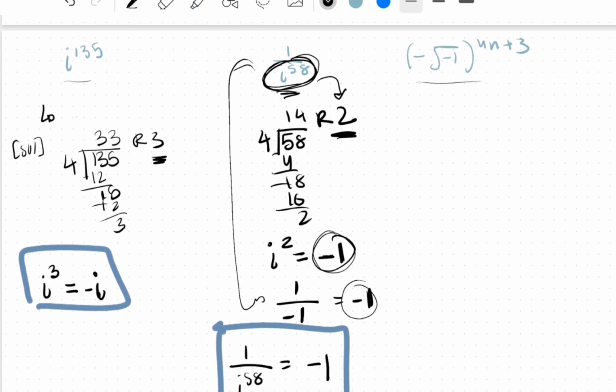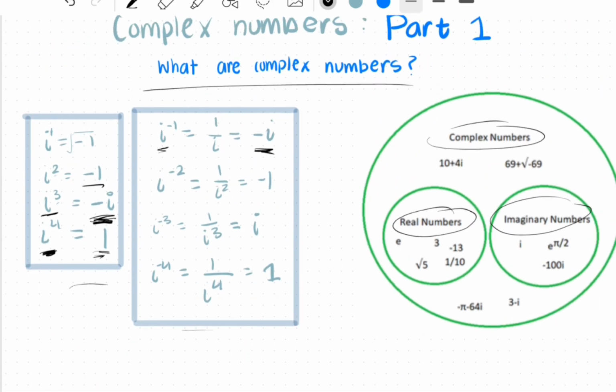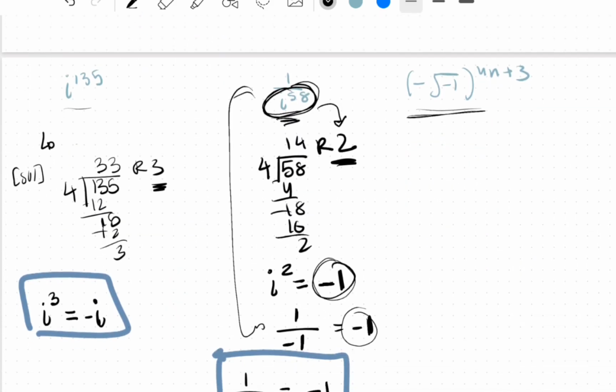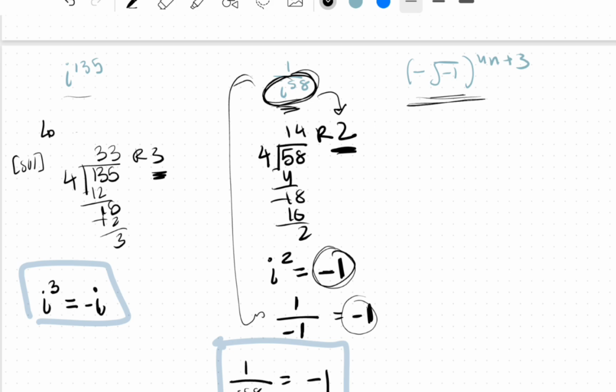Alright, and this last problem may look a little tricky, but I promise you it's not that hard. So we know that from up here, we see that negative square root of 1 is equal to i, just i to the power of 1. So whatever is in here, that's basically negative i, right? To the power of 4n plus 3. Now, judging by this 4n plus 3, we know that i to the power of the remainder would be our answer, right? And we have 4n plus 3.